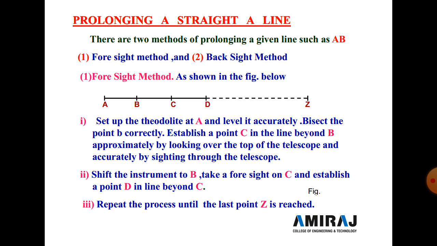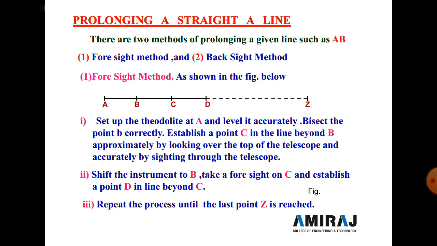Now the next topic is prolonging a straight line. So what is prolonging a straight line? Prolonging means our straight line is carried forward in the same continuing direction on the same line, like the A to B line prolonging to B to C, C to D, and D up to Z. So here there are two methods of prolonging a given line such as AB: the foreside method, and next is the backside method.